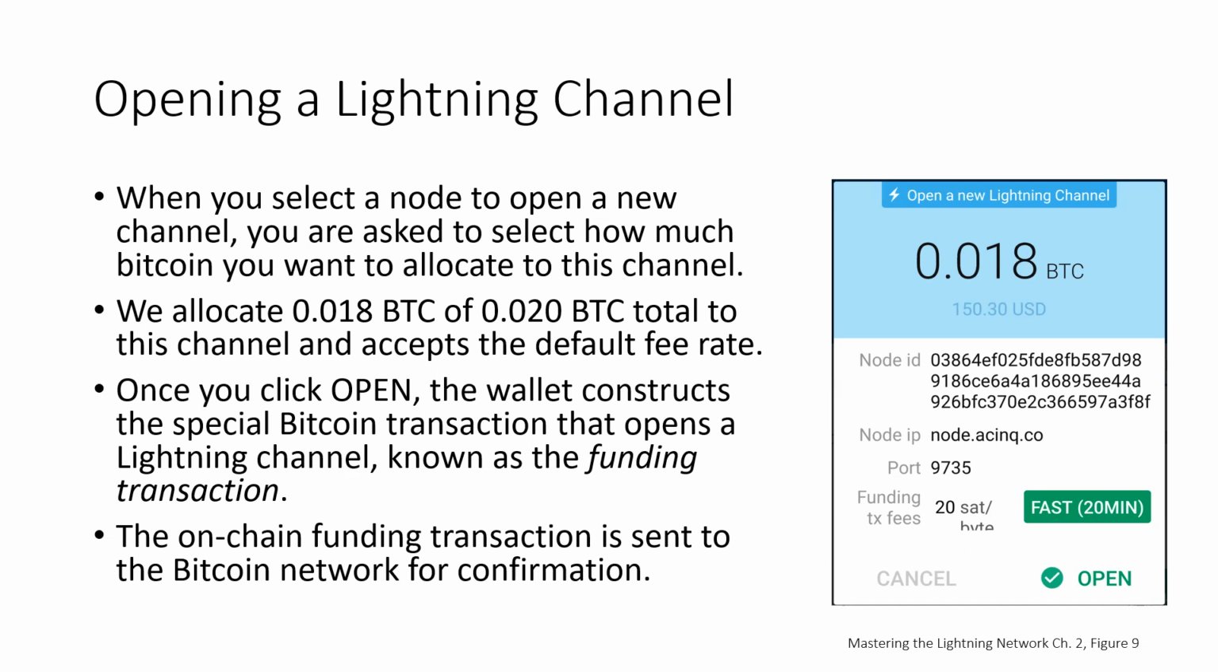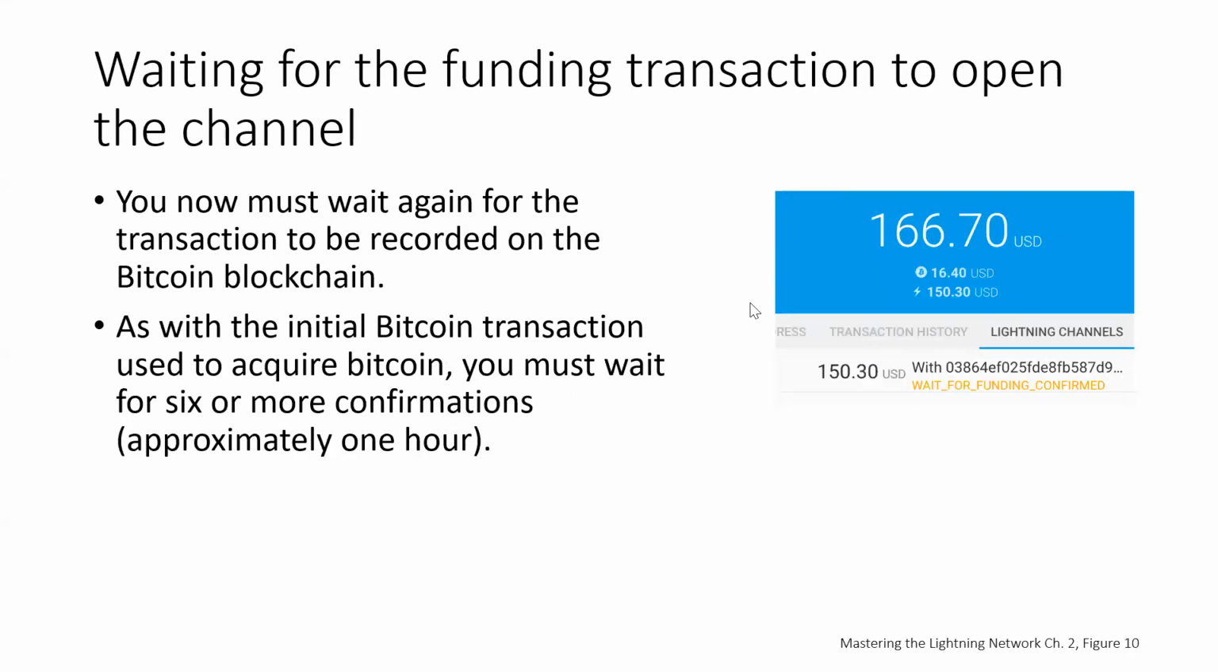Alice now has to wait for the transaction to be recorded in the Bitcoin blockchain. As with the initial Bitcoin transaction she used to acquire Bitcoin, she has to wait for 6 or more confirmations, which will take approximately an hour. And then we should see the confirmation over there on the right side. In this particular case, 0.0818 Bitcoins is worth approximately $166, 16 of which was for the transaction fee, and 150 is going to be what you'll have available for funding.